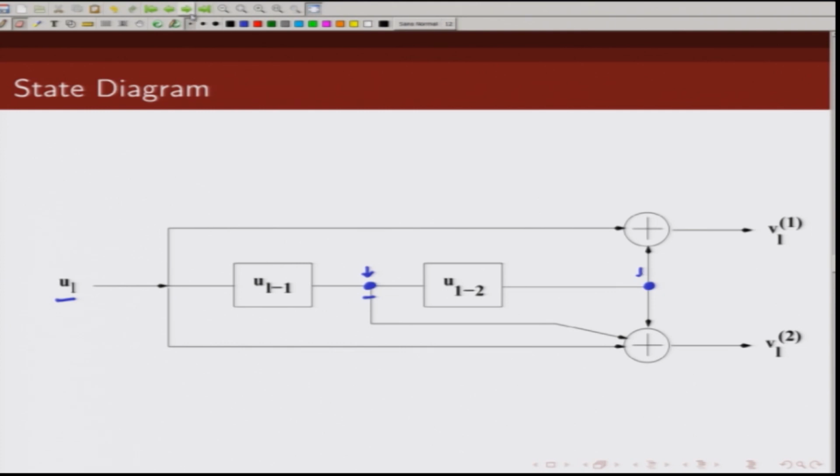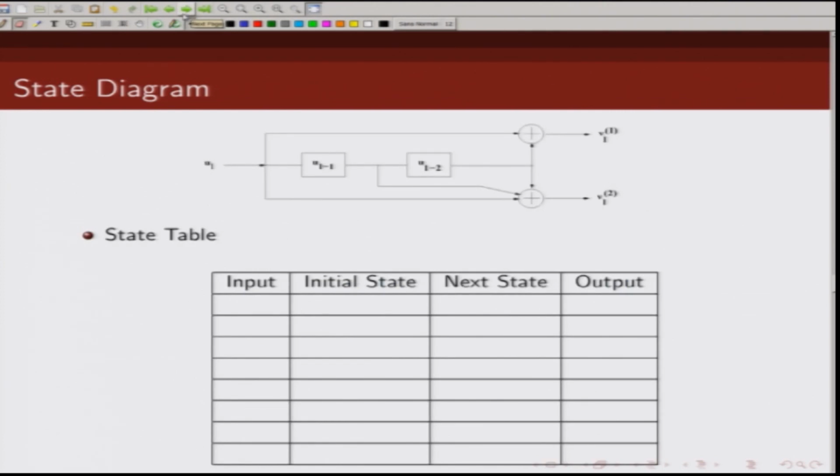Okay. So, let us try to draw the state diagram for this convolutional encoder. As we said, these are the states of the convolutional encoder. We first enumerate all possible states and all possible inputs. Since the memory is 2, all possible states are 0 0, 0 1, 1 0 and 1 1. And corresponding to each state, we can have input 0 or 1. Okay. Now let us look at each case separately. So, we have an input 0 and initial state 0 0. Now, what is going to happen in the next state?